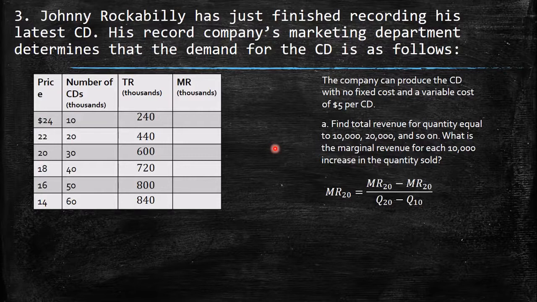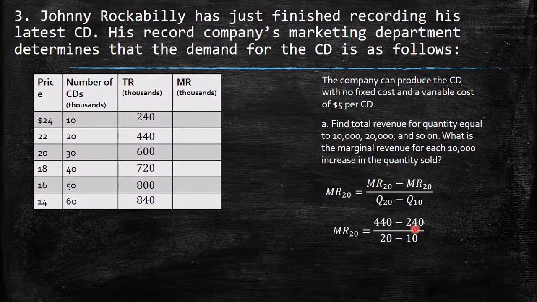Then marginal revenue, remember, is the change in total revenue in the numerator. This is wrong. This is going to be total revenue with 20, and this one is going to be 10. Okay, so what is the total revenue of 20? It's going to be 440. What is the total revenue of 10?